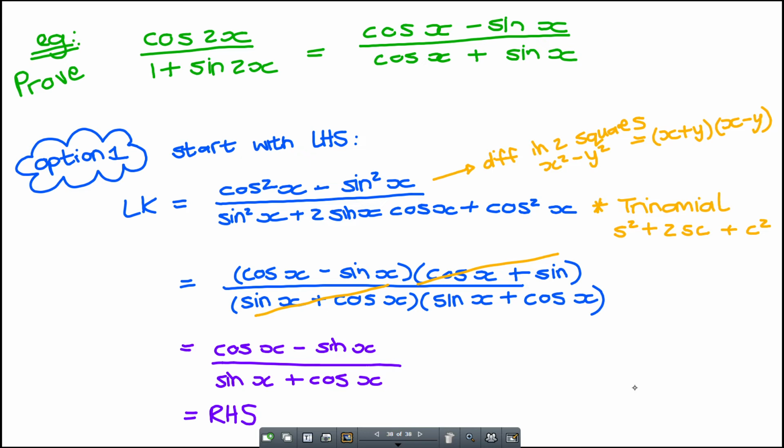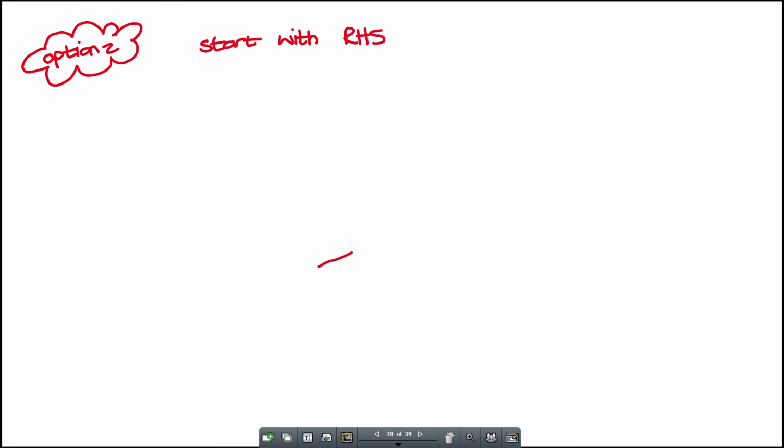Anyone still copying? Okay, so option 2. Kyk gou. Opsie 2. Obviously at option 2, we're going to work it from the right-hand side. So over here, start with right-hand side. Ons gaan begin met die regterkant. Okay, nou, die regterkant was gelyk aan cos x minus sin x over cos x plus sin x.